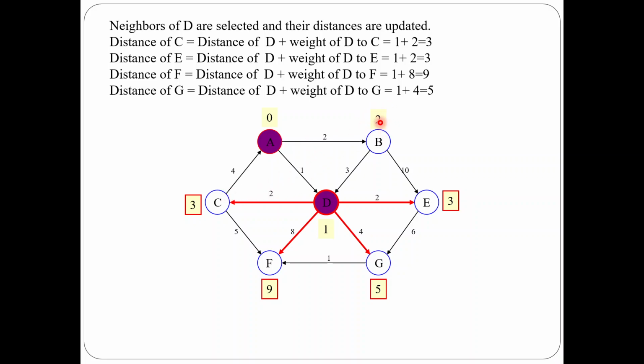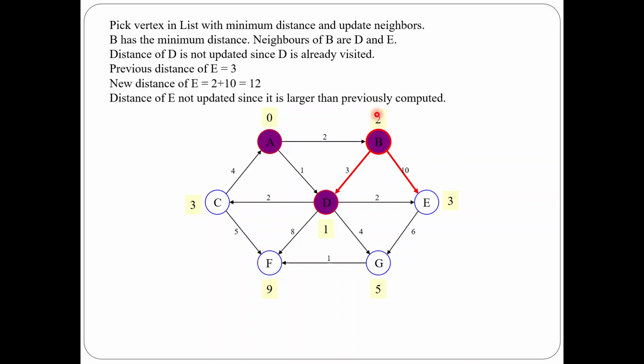So the remaining vertices are B, E, G, F, C. So 2, 3, 3, 9, 5. So 2 is the minimum. Now we will consider the B node. From B, I can reach E with a value of 2 plus 10, 12. But I can reach E through A to D and D to E, which has a minimum value of 3. So I will ignore it.